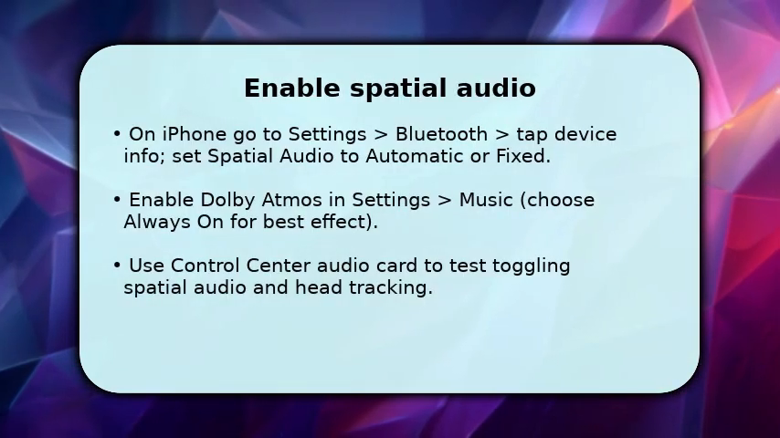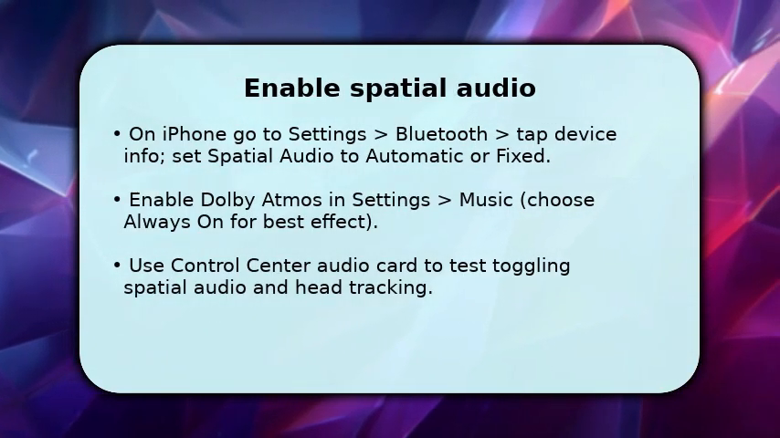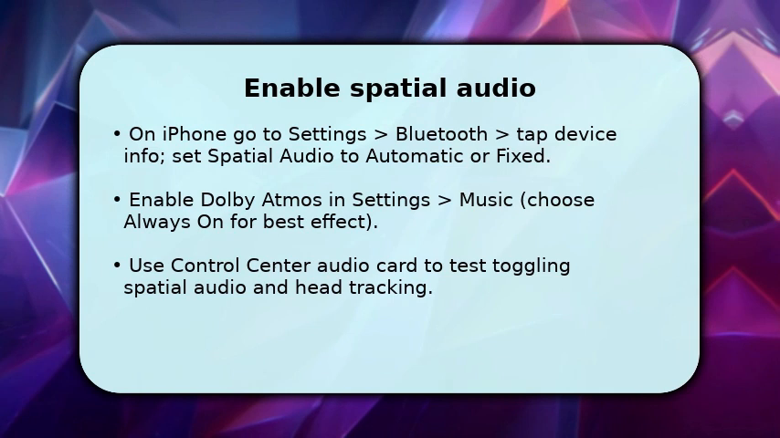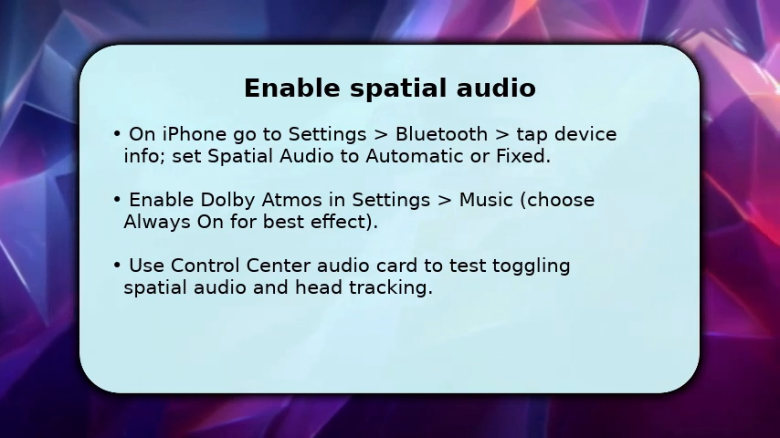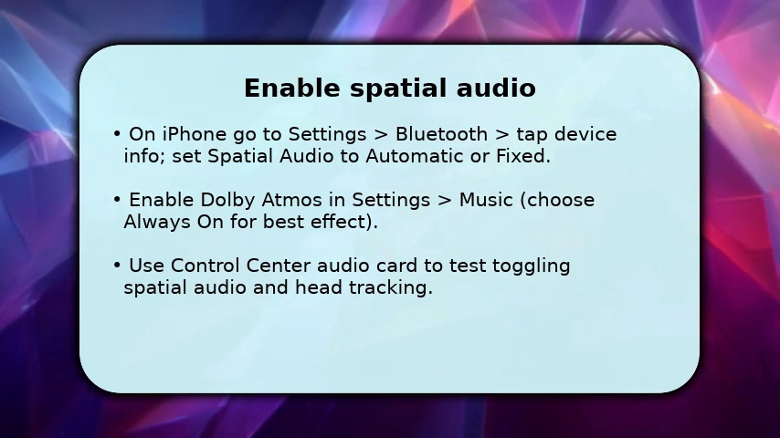Once paired, enable spatial audio and the required decoder on the phone. Go to Bluetooth, open the Beats Studio Pro entry, and set spatial audio to automatic so the headset receives object-based spatial metadata. Choose fixed if head tracking is undesirable.